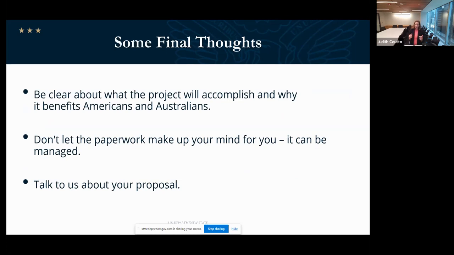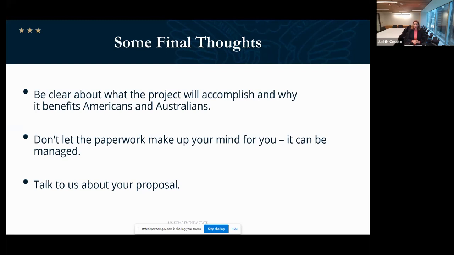And this is our last slide. These are just tips that we'd like to offer. Please try to be clear about what your project will accomplish and why it benefits Americans and Australians. That is really what our core purpose is, to build stronger connections and deeper understanding between the people of the United States and the people of Australia. So to the extent that your project can support that in a particular way, that is what we're interested in.